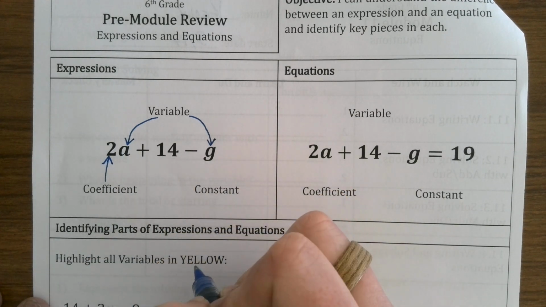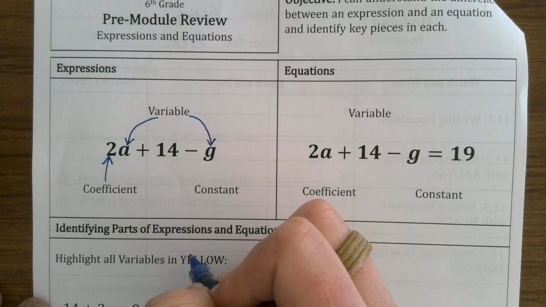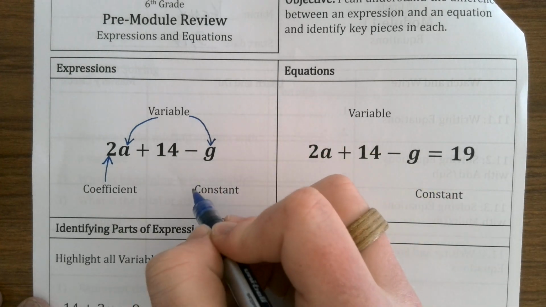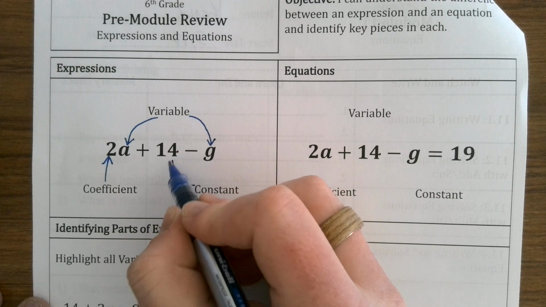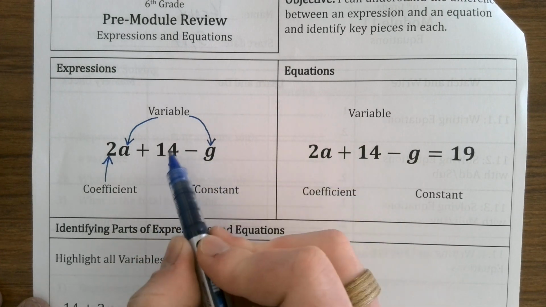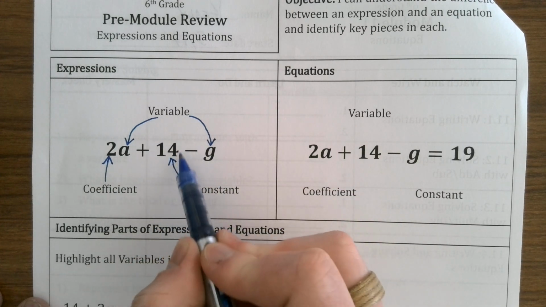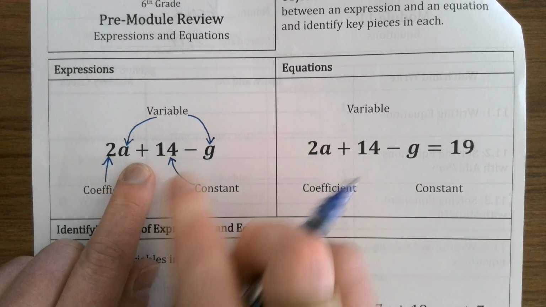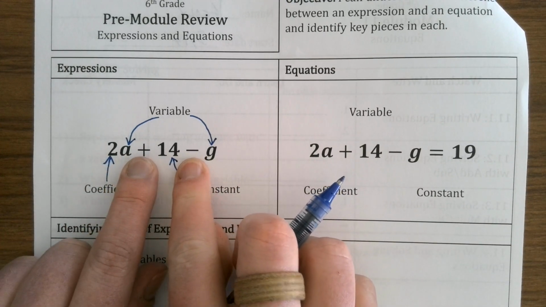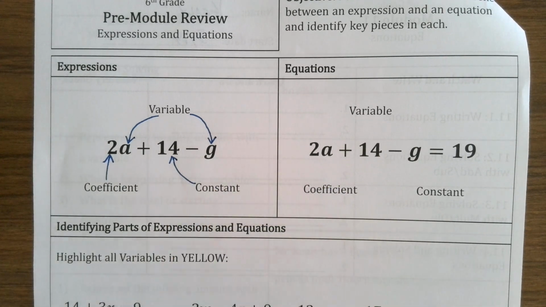Lastly, we have our constant. A constant is just a number that doesn't have a variable attached to it. In this case, 14 is our constant. Notice there's no variables next to it. It's just a number all by itself, separated from everything by an operation on the left and an operation on the right. So that's expressions.